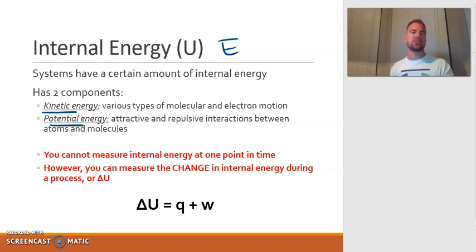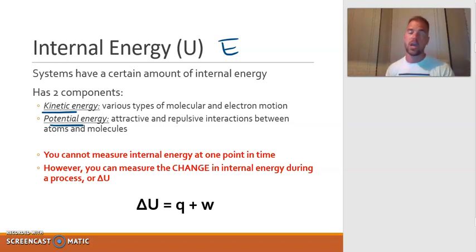Why would something have internal energy, or why would something have kinetic energy? Well, for example, the table that I'm sitting at, the molecules in that table are moving. They're moving relatively slow, but they're still moving, so they have kinetic energy. But my table also has potential energy because of the way the molecules are arranged. So those two things together is what gives my table internal energy. And like I said, everything has internal energy.